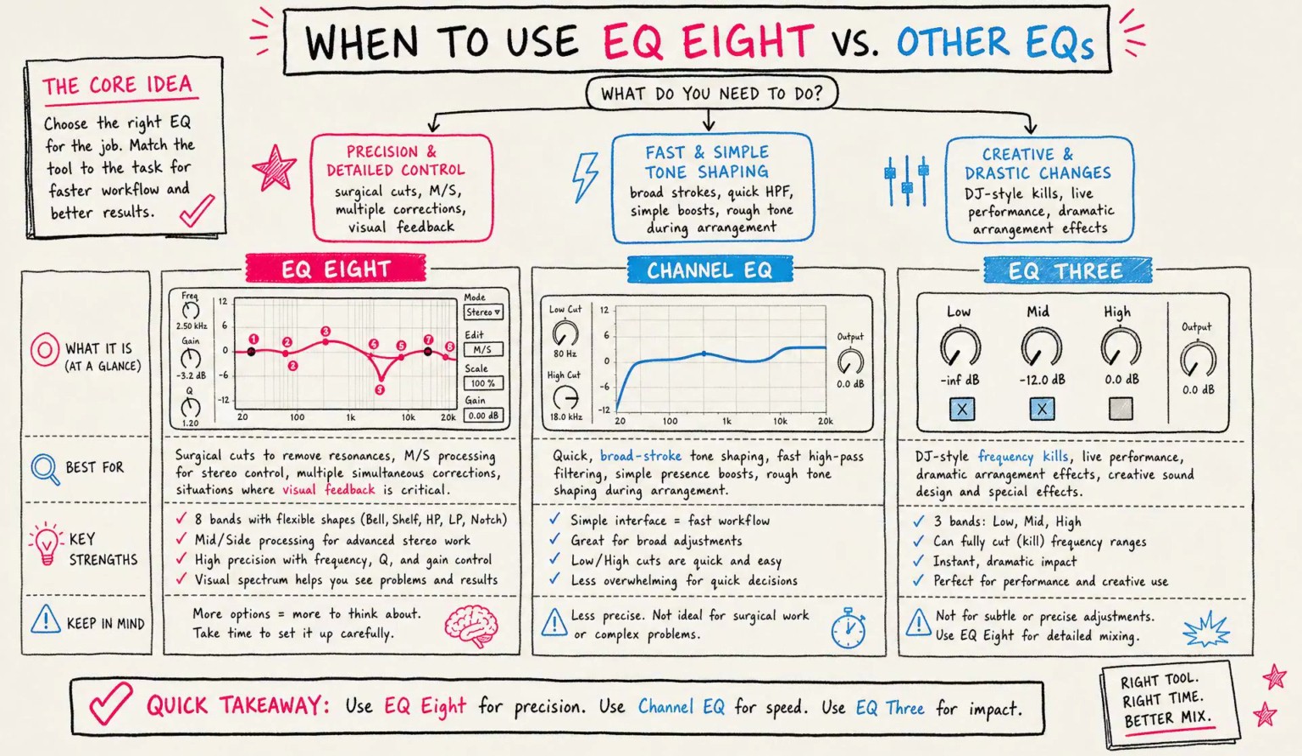The choice isn't about quality. All 3 EQs sound clean and professional. It's about workflow. EQ8 for precision, Channel EQ for speed, EQ3 for performance and dramatic effects.